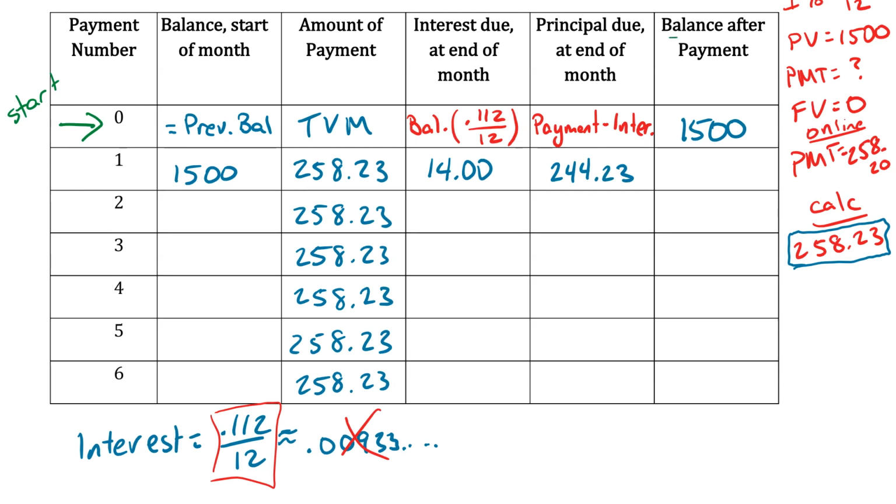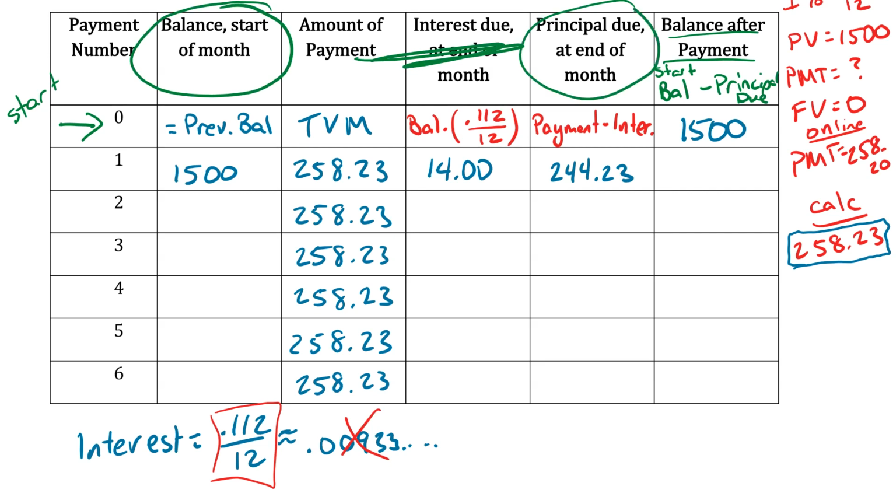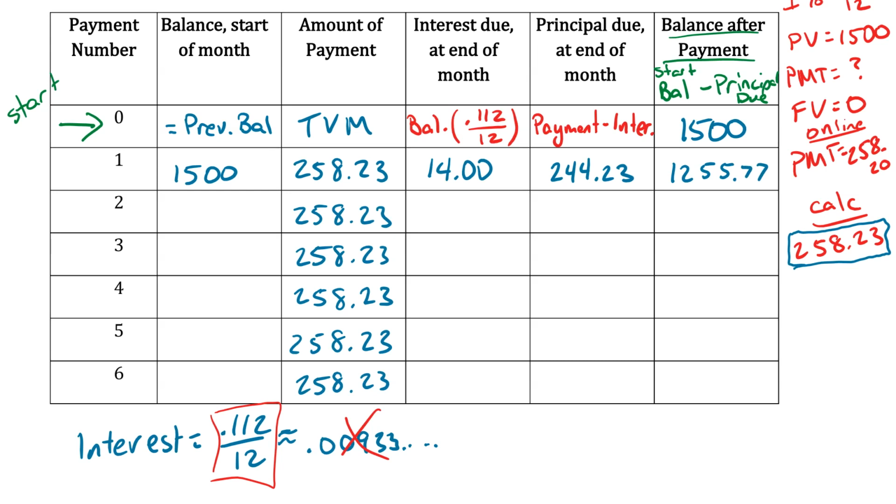All right, so for the balance after the payment, all we're gonna do is take the balance at the start and subtract the principal due. So essentially we're taking the balance at the start of the month and subtracting this column, which for our case means the 1500 minus the 244.23. All right. So if we take the 1500 and subtract 244.23, we are going to get $1,255.77.